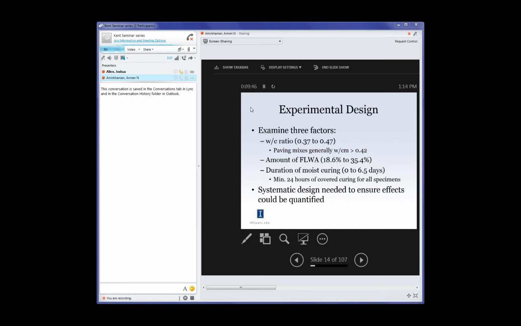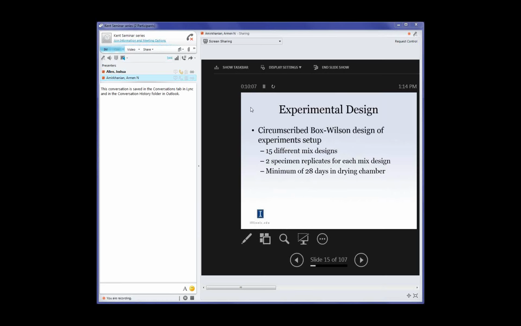All the specimens were covered for 24 hours before being exposed to any curing condition. So the one that had 0 days of moist curing was actually covered for 24 hours before being tested. You obviously can't test concrete just as you cast it. It needs to set. And so we chose a systematic circumscribed Box-Wilson design of experiments model to help us organize the three variables we were going to look at and to plan our different mix designs.